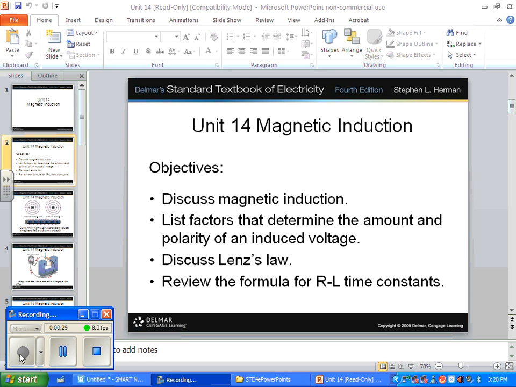Very good. Okay. So, we're going to talk about the factors that determine the amount and polarity of induced voltage. We're going to talk about Lenz's law. We're going to talk about RL time constants. Very important idea, RL time constants.